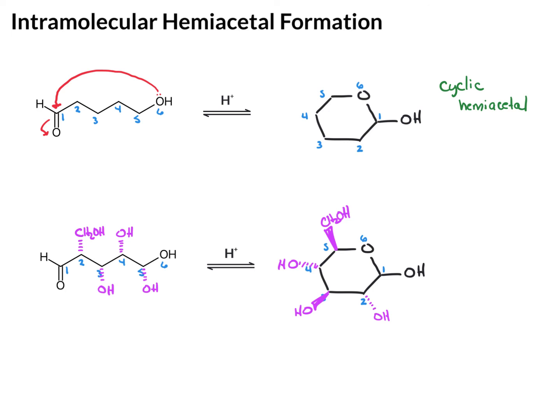But the reason this is important is this molecule on the left is the carbohydrate D-glucose. And in the cell, carbohydrates really don't exist predominantly as this acyclic form, but instead they exist in this cyclic hemiacetal form. So this is cyclic D-glucose. And glucose predominantly exists in this cyclic form.